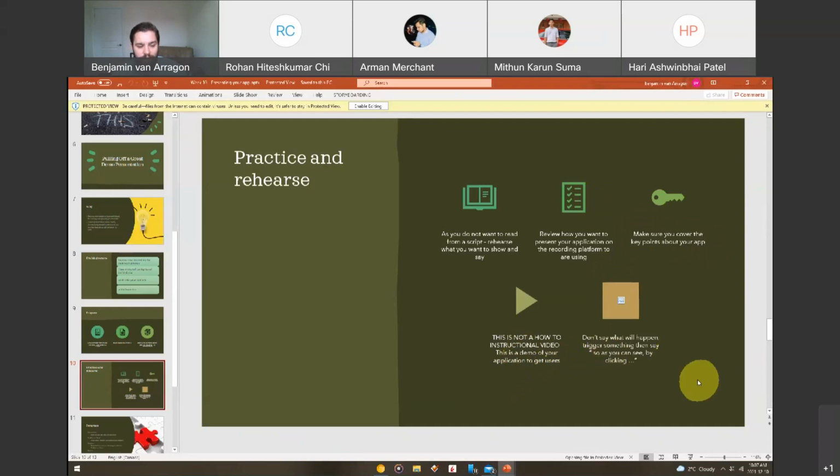Don't say what will trigger something. Say, so as you can see by clicking, right? So don't say what will happen, just trigger it and say, so as you can see when I click this, and then click it and show them, because words and visuals are worth 1,000 words.